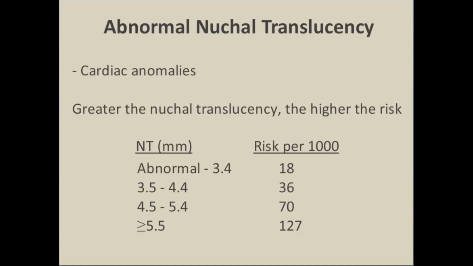You can see that when the nuchal translucency was thickened but still measured less than 3.5 millimeters, the risk was 18 per 1,000 fetuses. But when it was 5.5 millimeters or more, the risk was almost 10 times that much. So it does go up as the nuchal translucency thickens.